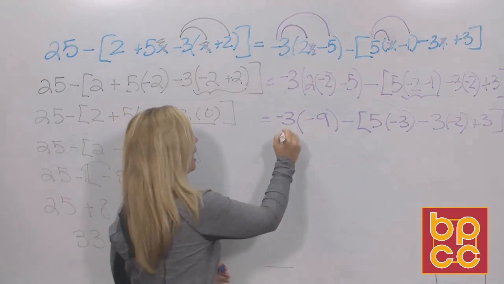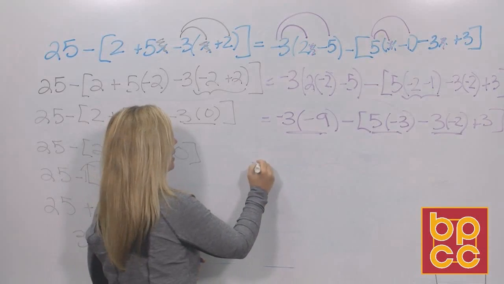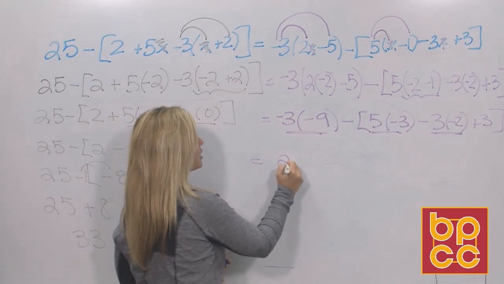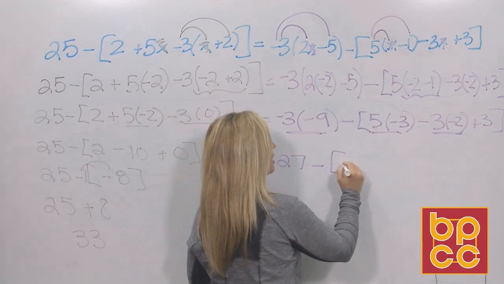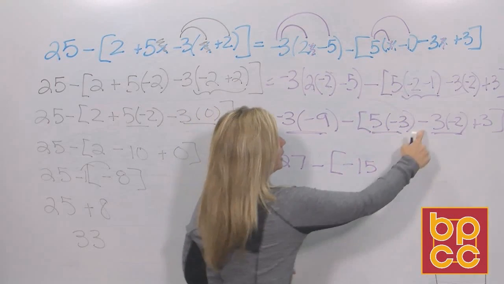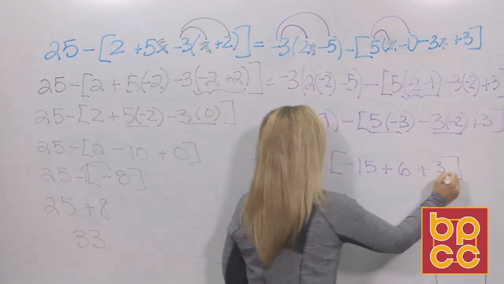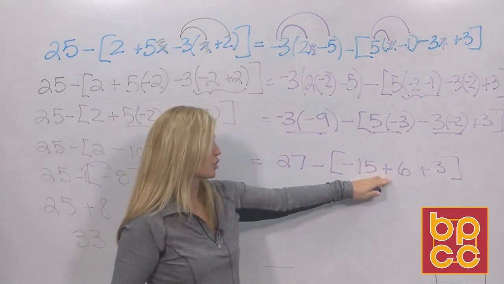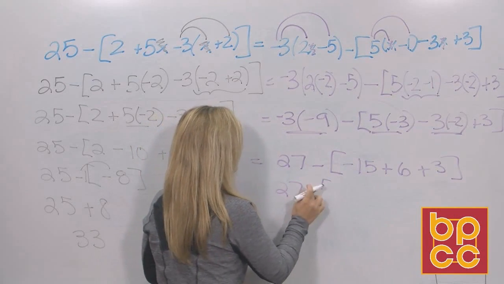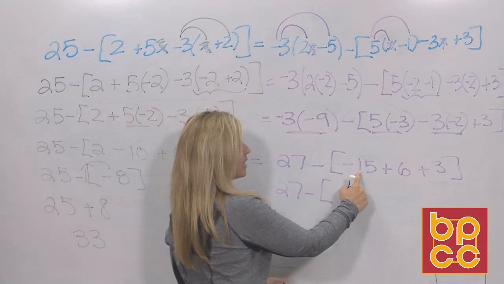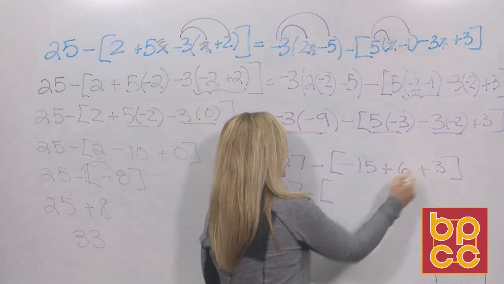I see 1, 2, 3 multiplies. So we're going to do that. Negative 3 times negative 9 is positive 27. Bring down the minus, bring down the bracket. 5 times negative 3 is negative 15. Negative 3 times negative 2 is positive 6. Okay, I can't subtract because there are 3 numbers here, so I have to put those together. So 27 minus bracket. Negative 15 plus 6 is negative 9. Negative 9 plus 3 is negative 6.